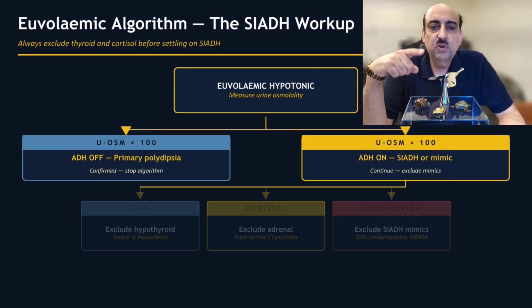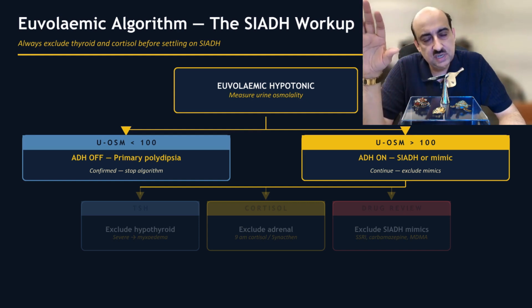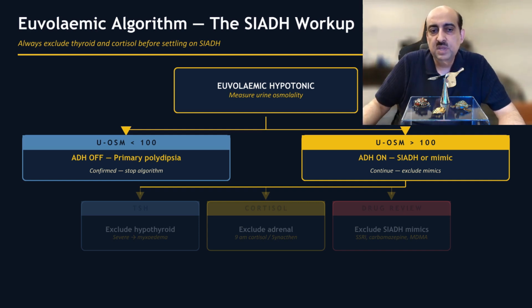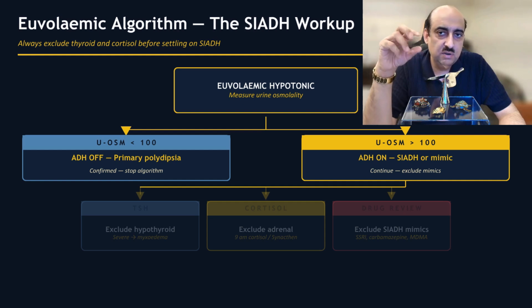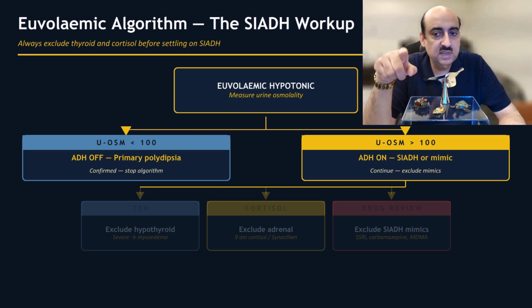In the euvolemic hypotonic limb of the hyponatremia, urine osmolality is the primary discriminator. Less than 100, ADH is appropriately switched off and the most likely cause is primary polydipsia. The patient is drinking excess water, which the kidneys don't want to retain, and hence they're excreting. So that means it's dilute urine. If the osmolality is above 100, mostly above 300, then it means ADH is switched on and the urine is concentrated. Now, this ADH could be SIADH, the syndrome of inappropriate ADH secretion, or it could be an SIADH mimic. Don't settle for the SIADH diagnosis as yet.